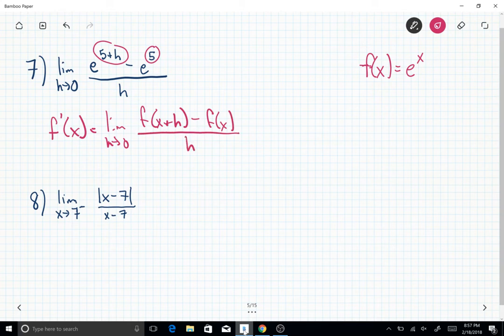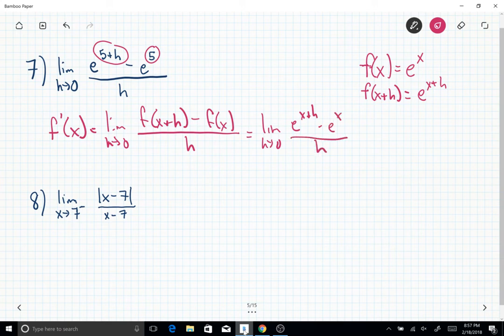Actually, let's do it this way. Let's look at f of x plus h real quick. Notice that would be e, and then our x is up in that exponent, so that would be e to the x plus h power. So this thing would be the limit as h approaches 0 of e to the x plus h minus e to the x all over h.